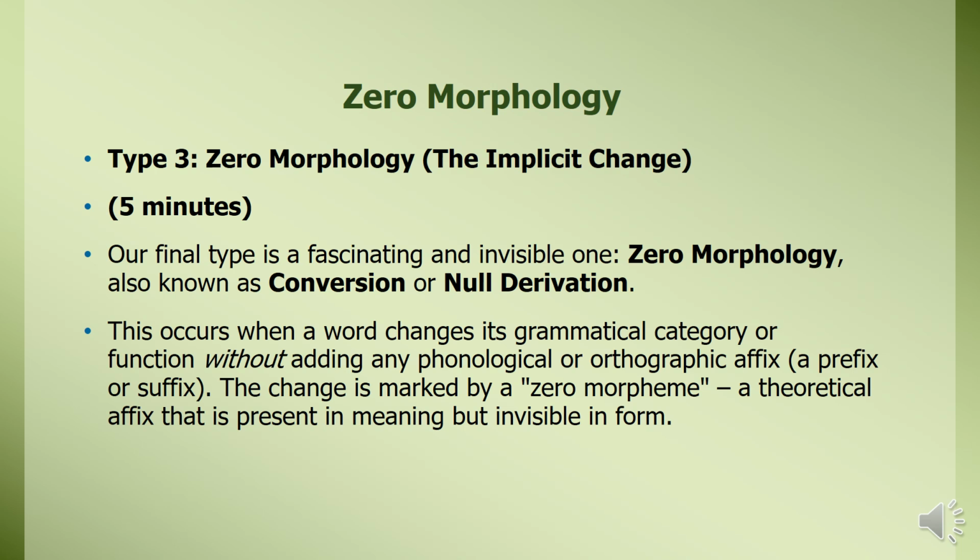So our final type is fascinating and invisible: zero morphology, also known as conversion or null derivation. This occurs when a word changes its grammatical category or function without adding any morphological or orthographic affix, a prefix or suffix. The change is marked by a zero morpheme, a theoretical affix that is present in the word. We'll have examples to illustrate.